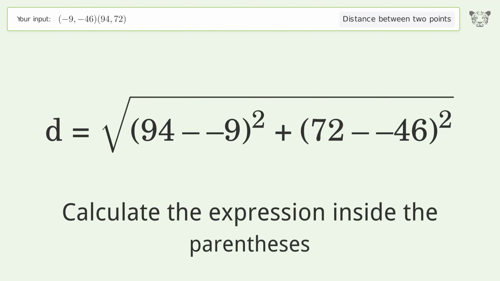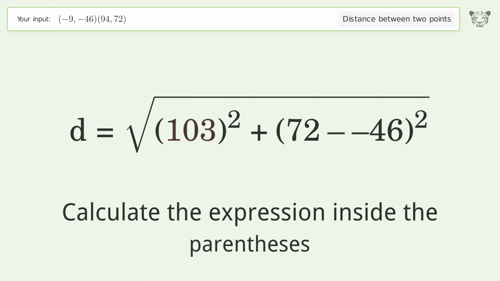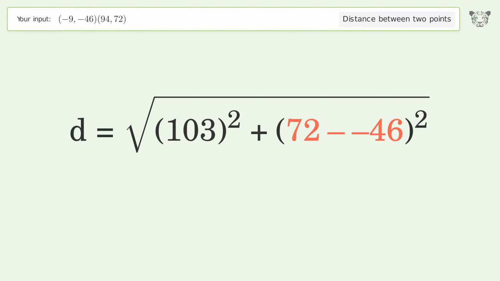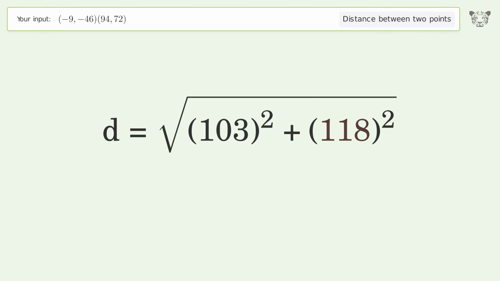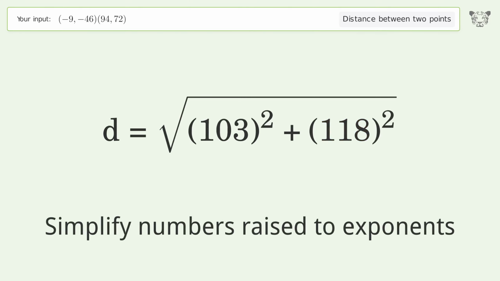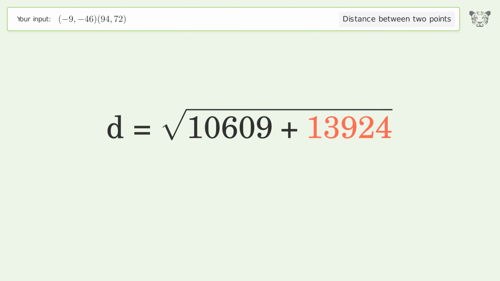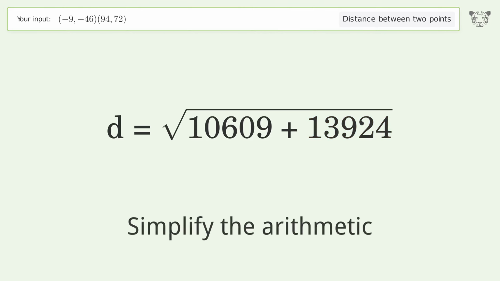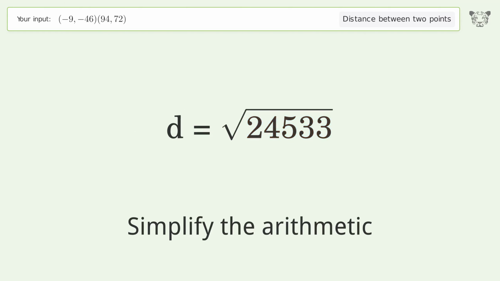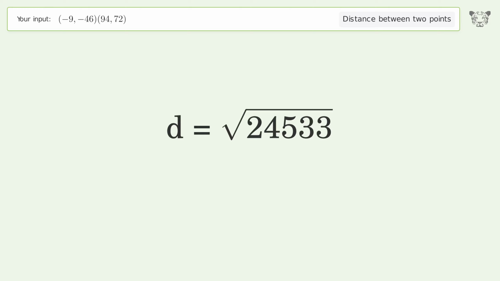Calculate the expression inside the parentheses. Simplify numbers raised to exponents. Simplify the arithmetic. And so the distance between the 2 points is the square root of 24,533, or 156.63.